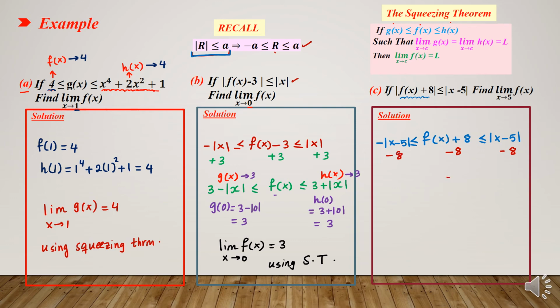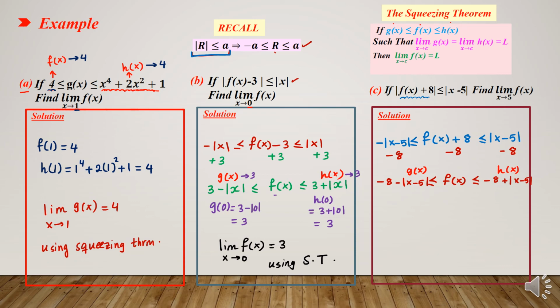You will get f of x as the middle function between negative 8 minus absolute value of x minus 5 and negative 8 plus absolute value of x minus 5. Now let's say that the function here is g of x and the function here is h of x.